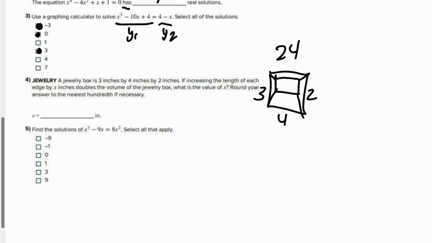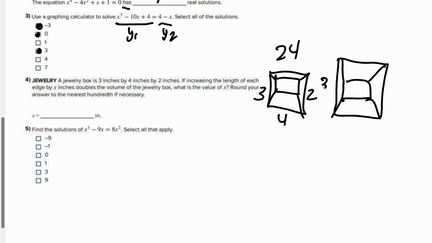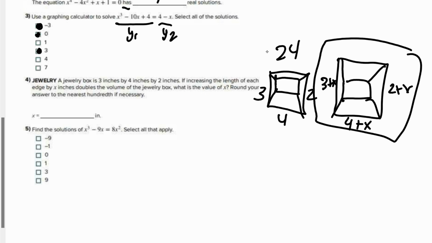And then it says we're going to increase this box. We're going to have the same box, but then we're going to increase it a little bit more. Increase each dimension by x. So that would be 3 plus x, that would be 2 plus x, and that would be 4 plus x. And it says this new volume is equal to double this. So whatever this is, it's going to equal 48.